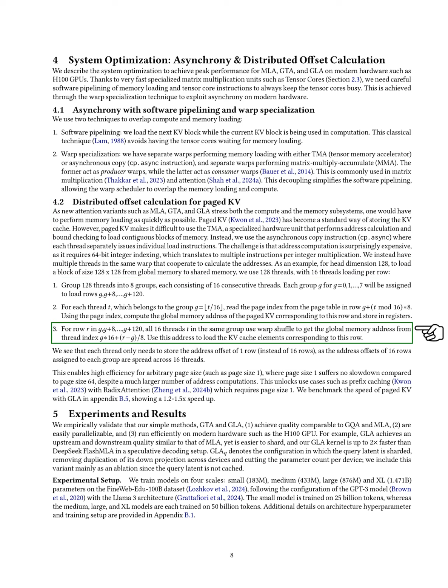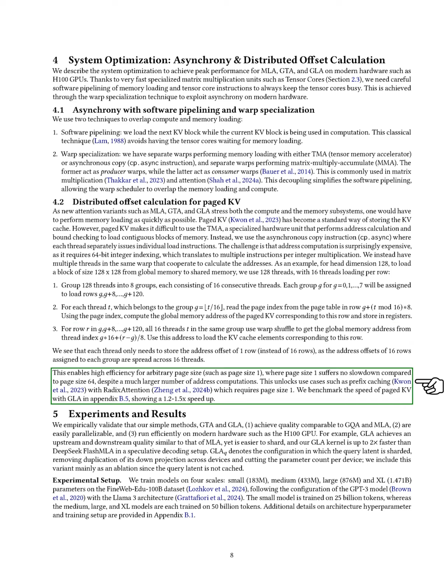Each group loads specific rows, and threads within the group share the global memory address to load the KV cache elements efficiently. This method allows us to handle various page sizes without significant slowdowns, even with a page size of 1, which is beneficial for applications like prefix caching with radix attention. We benchmarked the speed of paged KV with GLA, achieving a speedup of 1.2 to 1.5 times.